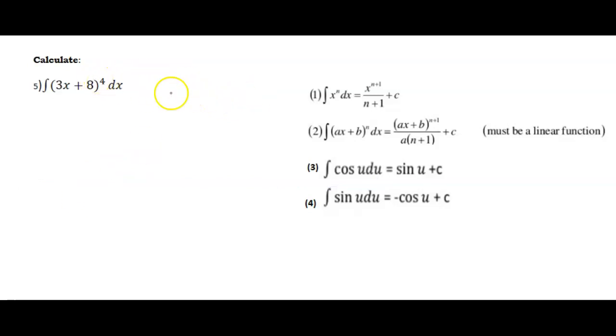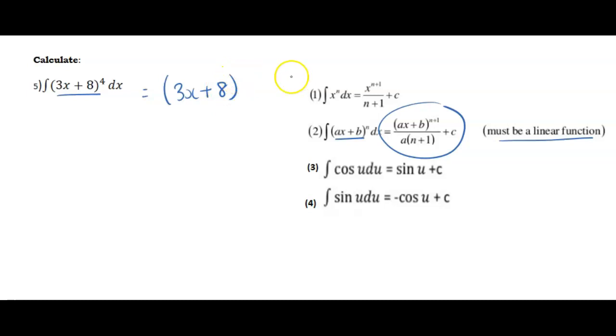So what I recommend is that we use this rule here, and it says if it's ax plus b raised to the power of n, but it must be a linear function, and this is a linear function because the highest power of x is 1, then we could follow this rule. So following this rule, it means that I'm going to write back my linear equation, 3x plus 8, and instead of writing to the 4, I'm going to put to the 5 because it's n plus 1.